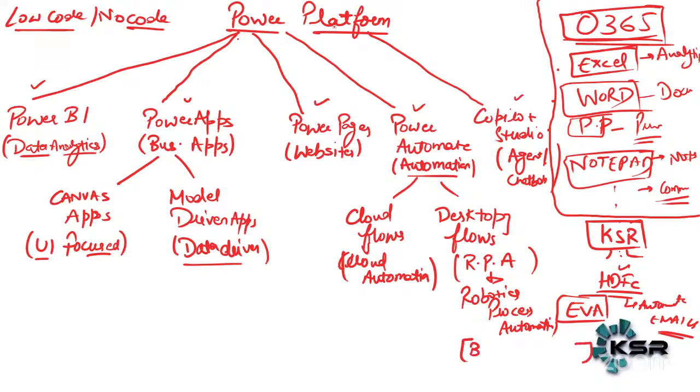Can you tell me the RPA tools which are there? Blue Prism, UiPath, Pega, Automation Anywhere. You will be glad to know these four are the market leaders in RPA: Blue Prism, Automation Anywhere, UiPath, and Power Automate desktop.